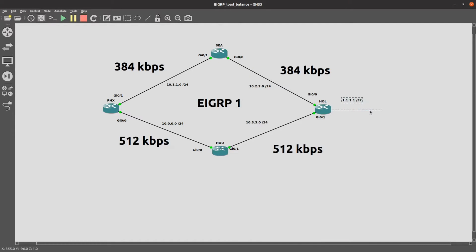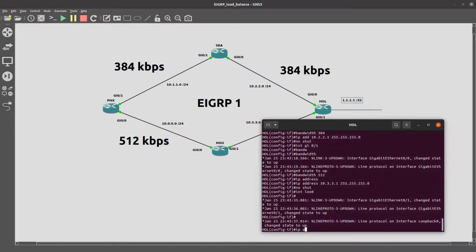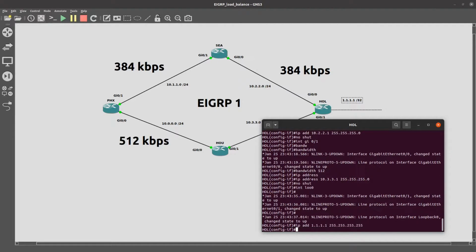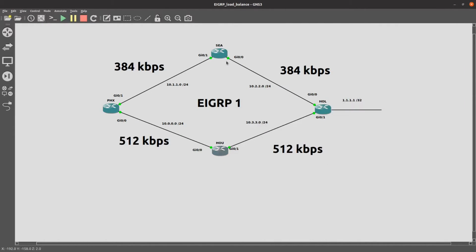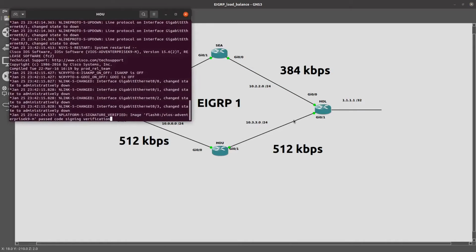This guy right here, Loopback 0, we'll give it an IP address, /32. We don't need a no shut on loopbacks, right? They're automatically on. Great. Now let's go into Houston and Seattle. Console in.